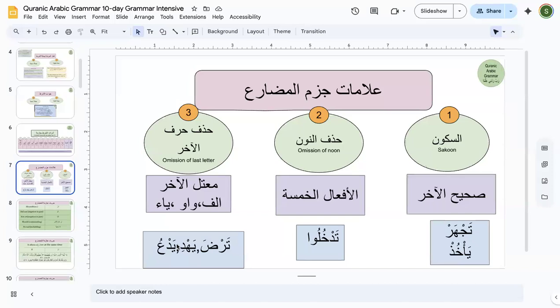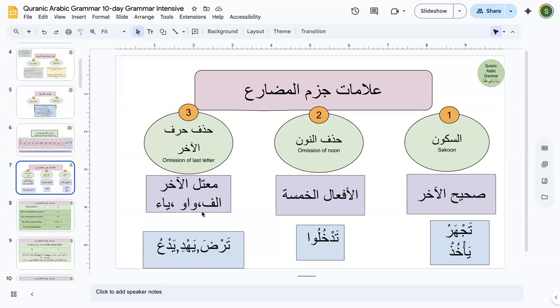First is it can be ending with sukoon, if it is ending with the sahi letter, which is any letter of the Arabic alphabet other than alif, waw, ya. In the middle category, it may show you its lightest form by omission of noon, words like yansurani, yansurana, they will become yansura, yansuruna will become yansuru, tadkhuluna will become tadkhulu, tansurina will become tansuri, right?